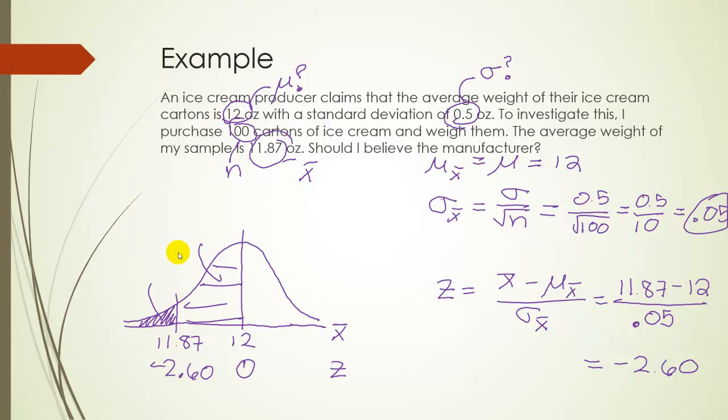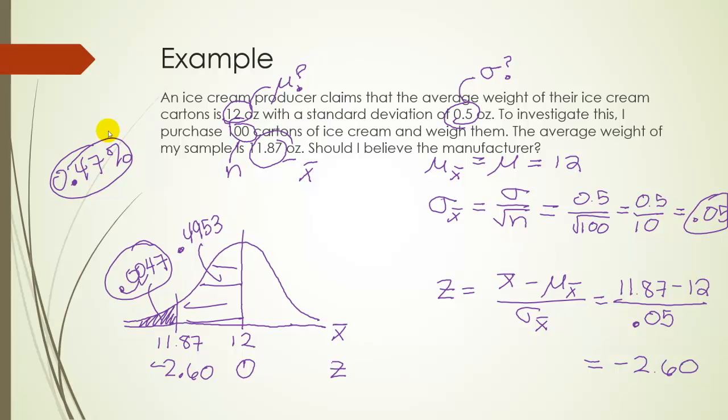So this probability here is 0.4953. And since we know the whole area to the left of 0 is 0.5, 0.5 minus 0.4953 is 0.0047. That's our answer. The probability that x bar is less than or equal to 11.87 is 0.0047. In other words, if I move the decimal place over 2 spots, there's only a 0.47% chance of this happening. You know, less than 0.5%.